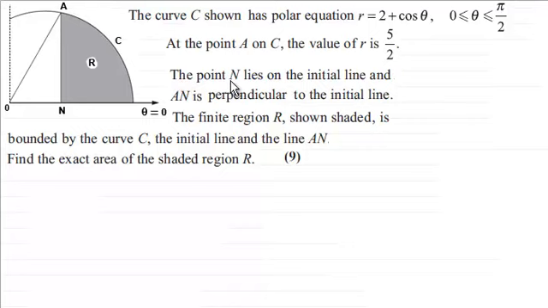Now the point N lies on the initial line, and AN is perpendicular to the initial line. The finite region R, shown shaded, is bounded by the curve C and the initial line and the line AN. And what we've got to do is find the exact area of the shaded region R.